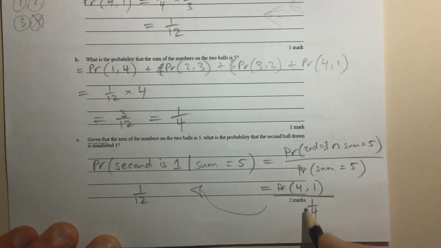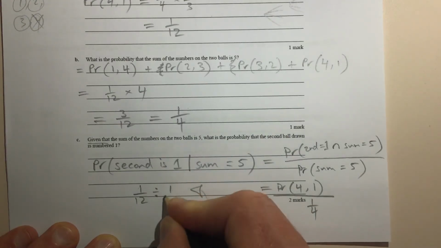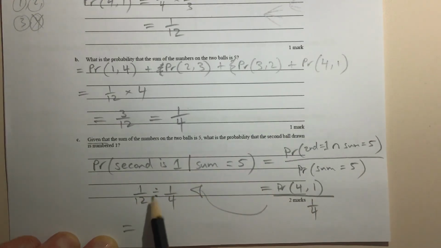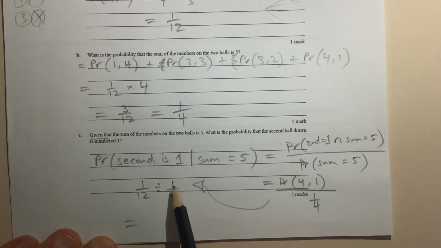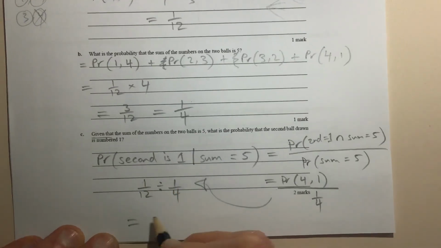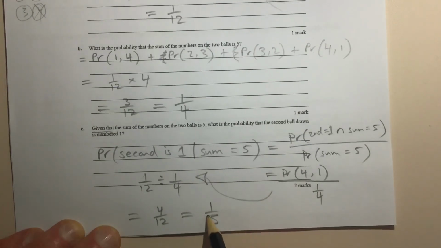So it's 1/12 over 1/4, which we can write as a division so that we can then tip and times. So this will be 1/12 times 4 over 1, which will just be 4 over 12, which of course is 1/3.